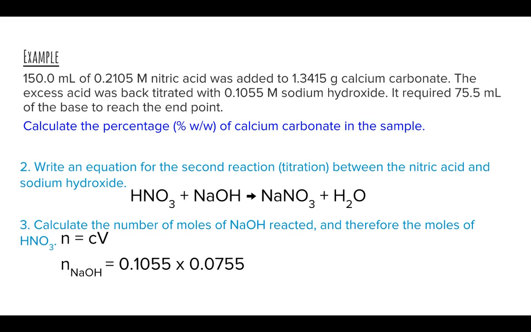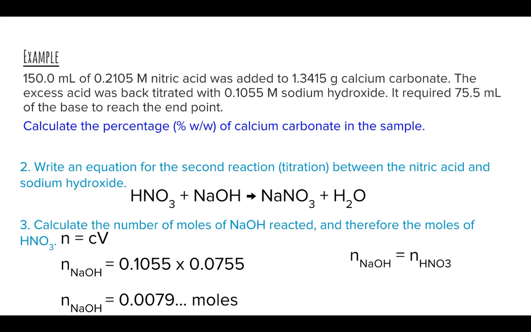So once again we're using C times V, and this time it's for sodium hydroxide. The molarity of the solution was 0.1055 by the volume of the solution, which was 0.0755 if we convert that to litres. The number of moles of sodium hydroxide then is equal to 0.0079 ... We save it in our calculator, making sure not to round until the end.